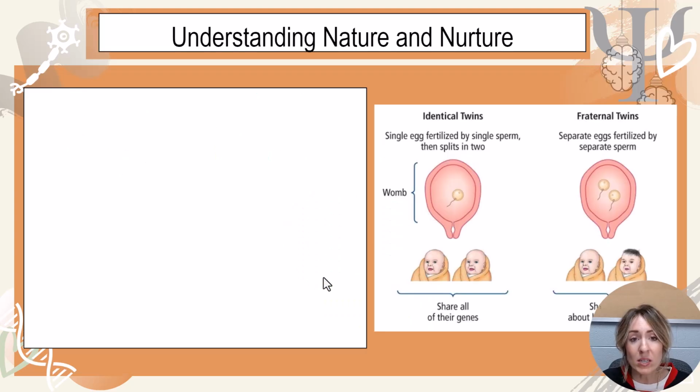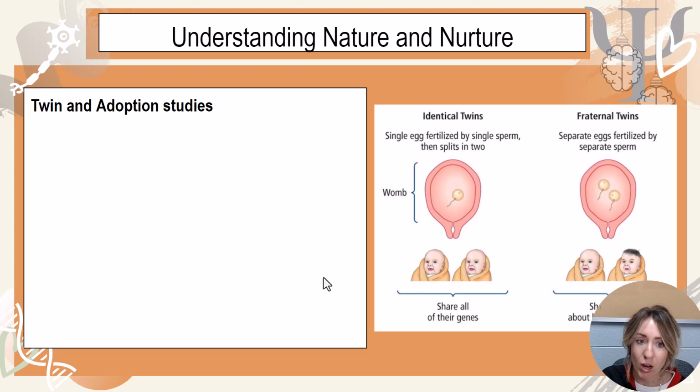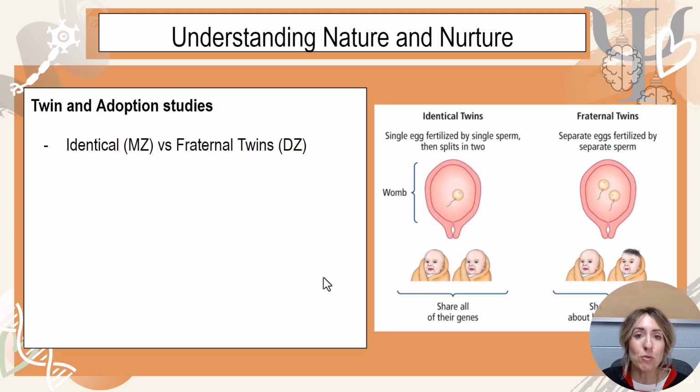Now, when we want to study these differences in people, one of the best ways to do it is using twin and adoption studies. So first we're going to focus on the twin part of it, and then I'll focus on the adoption part of it. So when we talk about twins, there are two different types of twins that we're going to focus on: identical twins, which are sometimes called monozygotic, and fraternal twins, which are also called dizygotic. What is the difference between the two?